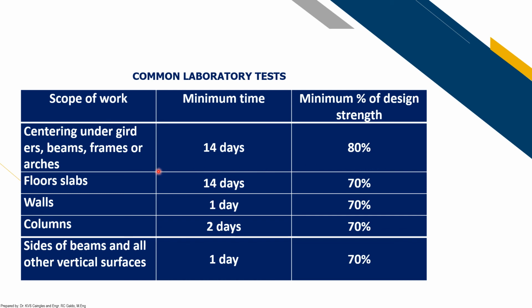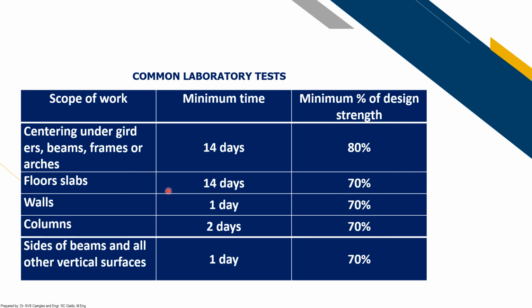Okay? And then for floor slabs, you can remove the formworks after 14 days from pouring, but given that it has attained 70% of its design strength. So how do you know that? You conduct testing. For this floor slab, you can test even just one cylinder, since there are three, so you can test it at 14 days. The result should be that it has obtained at least 70% of its design strength.